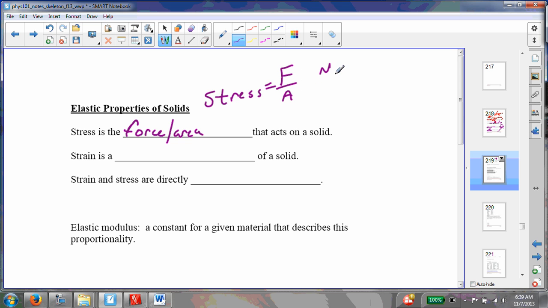That's going to be in newtons per square meter. This is similar to pressure, or the same units as pressure anyway, but it's not the same as pressure. But well, it's similar, but it's the force per unit area, and we'll see how that comes up in some of the problems. Now, strain then is a measure of the deformation of the solid.